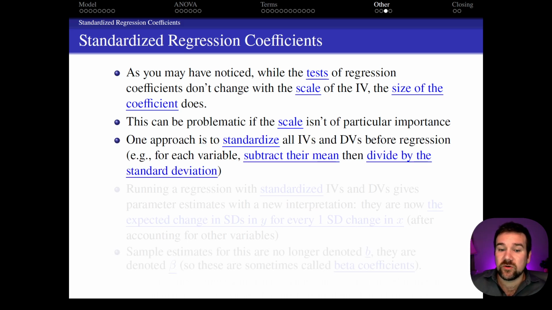So there's a couple of ways you can approach this, one of which is to standardize all the independent variables and the dependent variable before the regression. That is, for each variable, subtract the mean and divide by the standard deviation. Note that this doesn't change the way in which the variables are distributed, but this does change what the values represent. Now the values are on the scale where the mean is 0 and the standard deviation is 1. So the numbers represent how many standard deviations away from the mean they are. Again, this doesn't change the distribution at all.